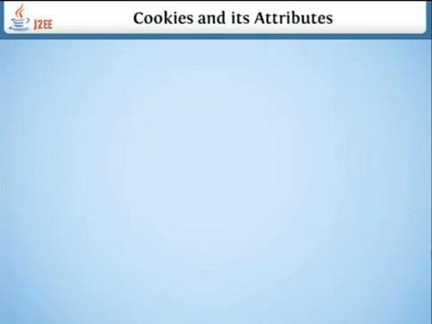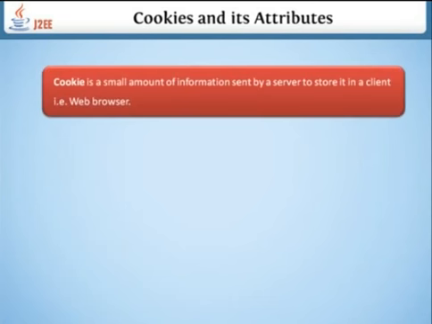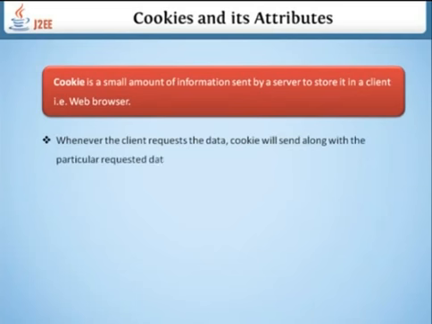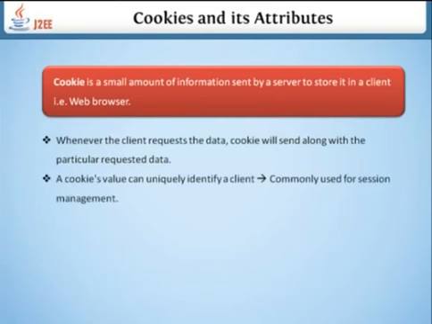Cookies. Next technique is cookies and its attributes. A cookie is a small amount of information sent by the server to store in the client web browser. Whenever the client requests data, the cookie will be sent along with the requested data. A cookie value can uniquely identify a client, commonly used for session management.